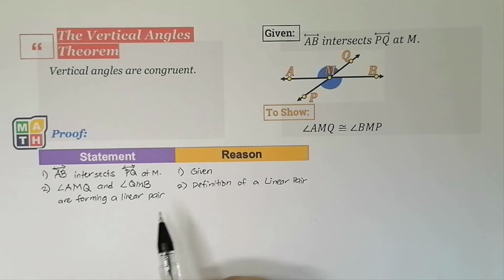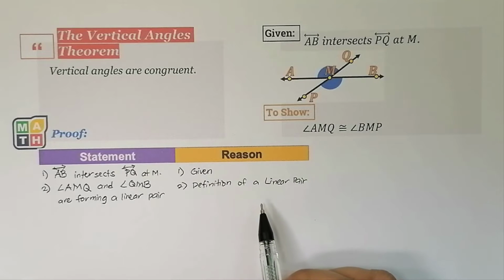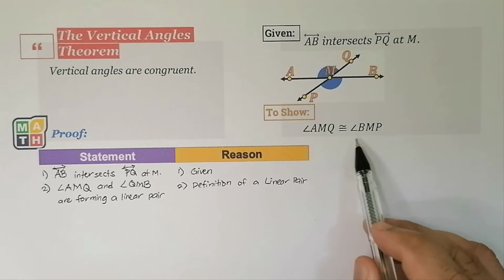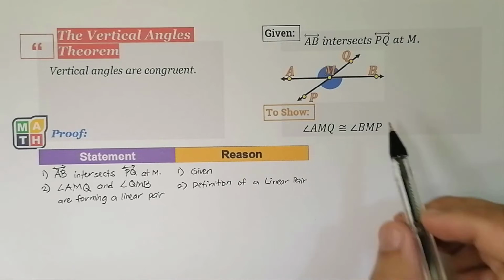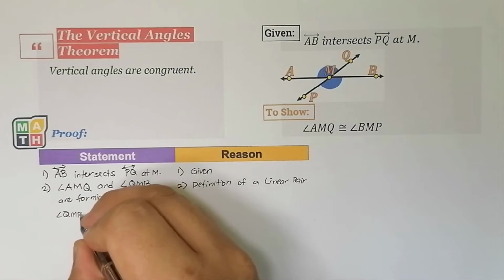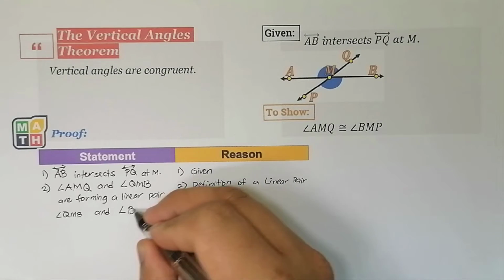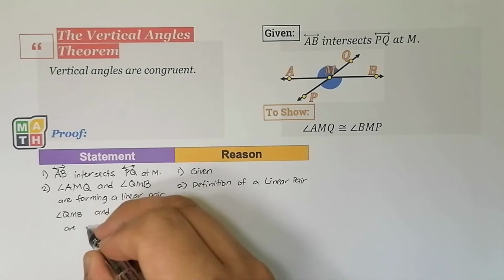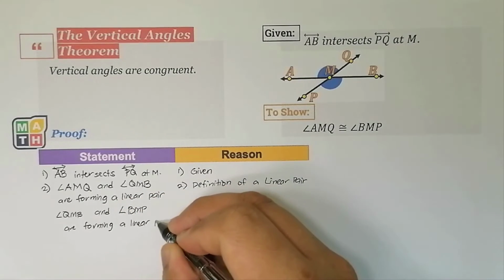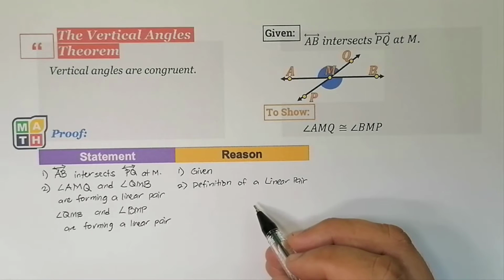Aside from this, we could also create another statement which has the same reason. That statement will involve the second angle that we would like to show later. And hence, we have this angle, angle QMB, and angle BMP are also forming a linear pair, with the same reason of the definition of a linear pair.